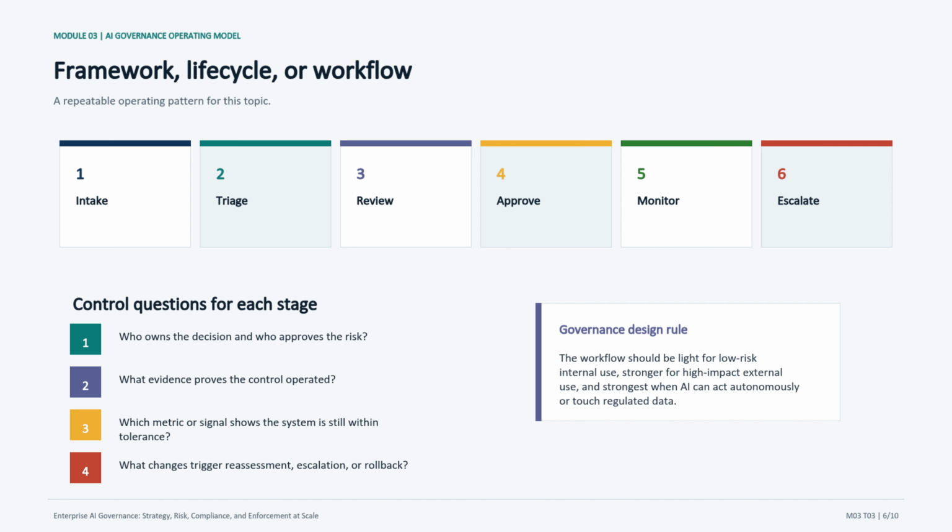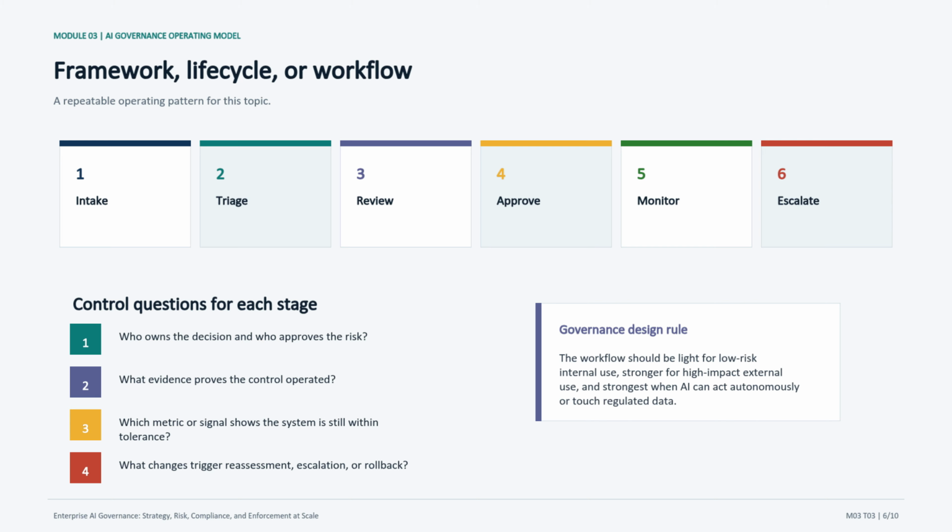I would walk left to right through the life cycle: intake, triage, review, approve, monitor, and escalate. The exact labels may change by company, but the governance logic should stay consistent. At each stage, I want the class to ask four questions. Who owns the decision? What evidence proves the control operated? What signal shows the system is still within tolerance? And what change would trigger reassessment?